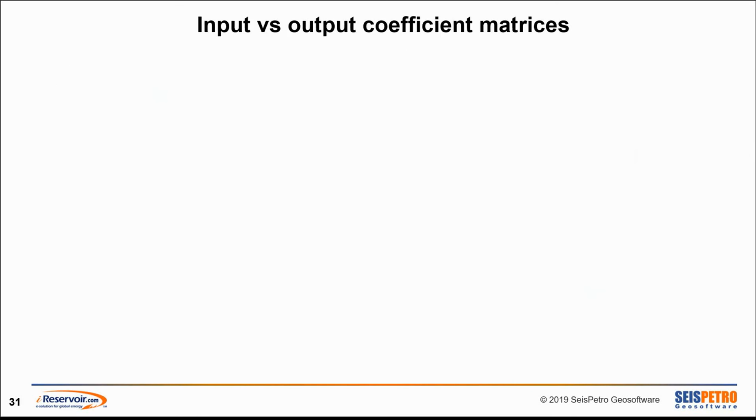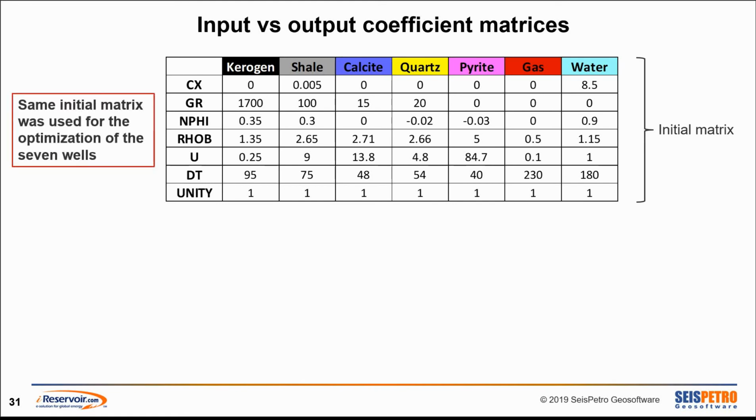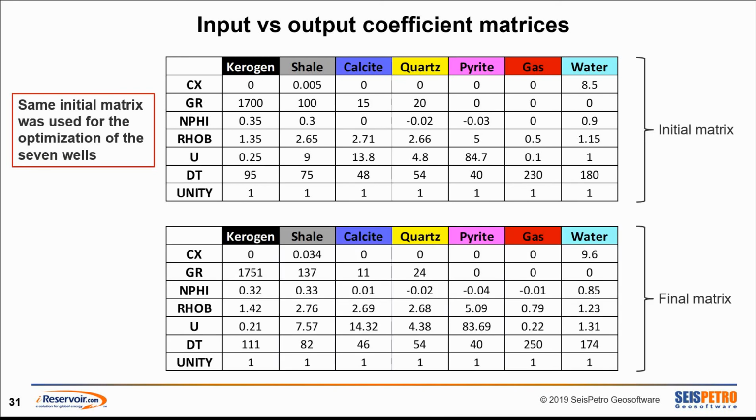Then we analyzed the difference between input versus output coefficient matrices. So here is the initial matrix of constants that we use for the optimization. And here it is important to emphasize that the same initial matrix was used for the optimization of the 7 wells. Then the algorithm was run using exactly the same parameters, exactly the same initial matrix for all wells. And we obtained, after the optimization ended, versions of this final matrix for the different wells.